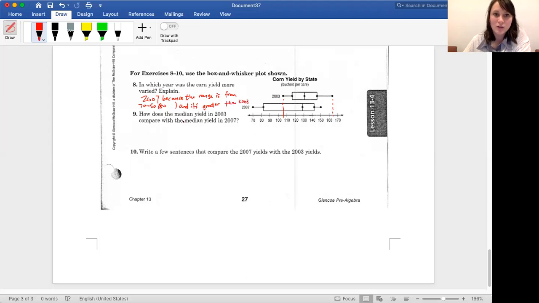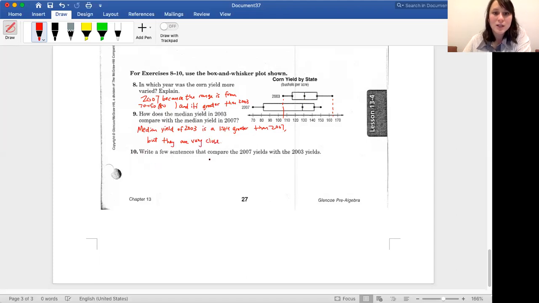You might even say what 2003 is. How does the median yield in 2003 compare with the median yield of 2007? Well, they are pretty close, right? So I would say the median yield of 2003 is a little bit greater than 2007. But they are very close, right? The median yield is very close.